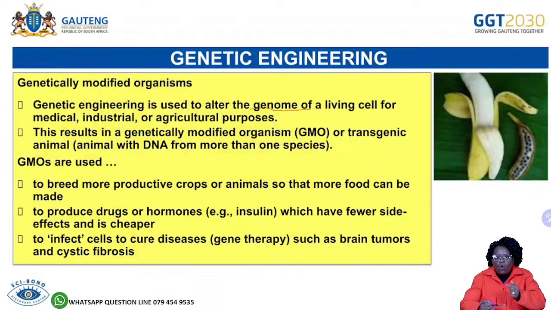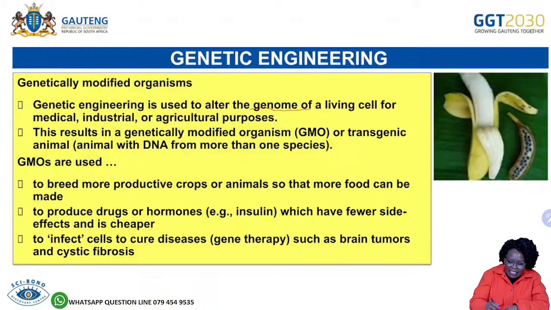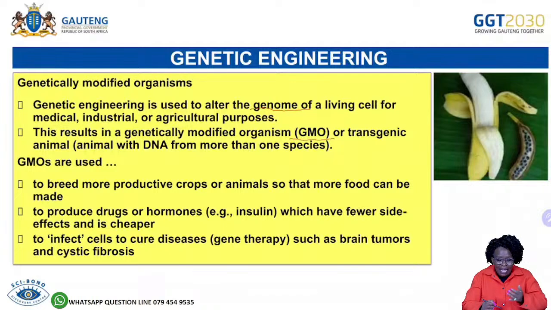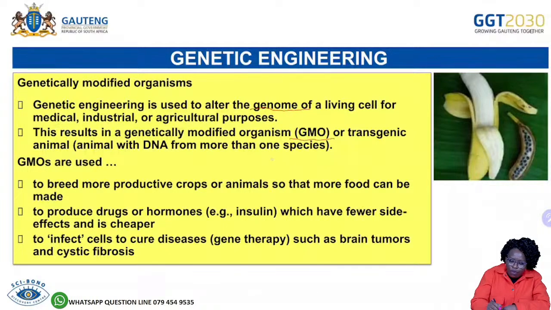Now, if this is altered, it means that at the end of the day, we are going to have some benefits in agriculture, in the industrial world, and also in the medical field or medical world. This results in a genetically modified organism, GMOs, or transgenic animal. What is a transgenic animal? This is an animal with DNA from more than one species.